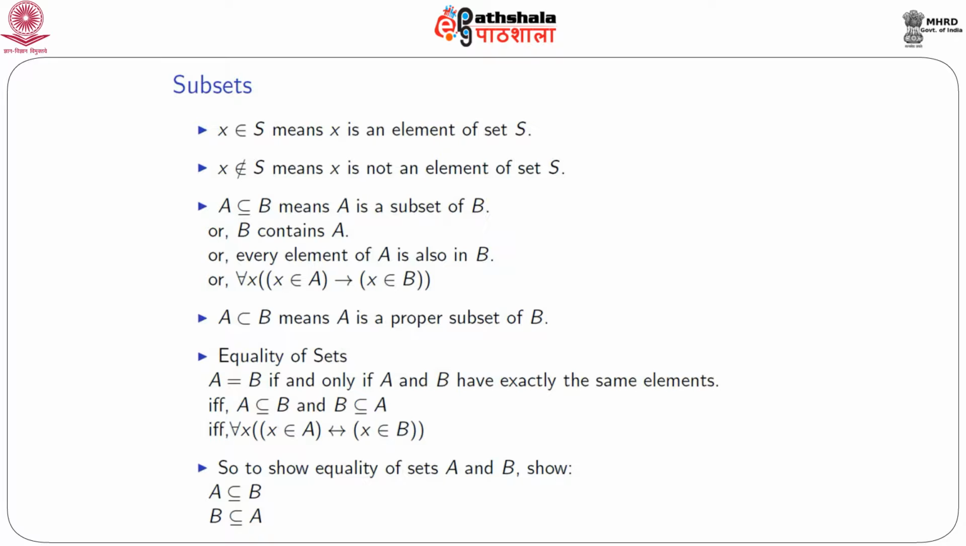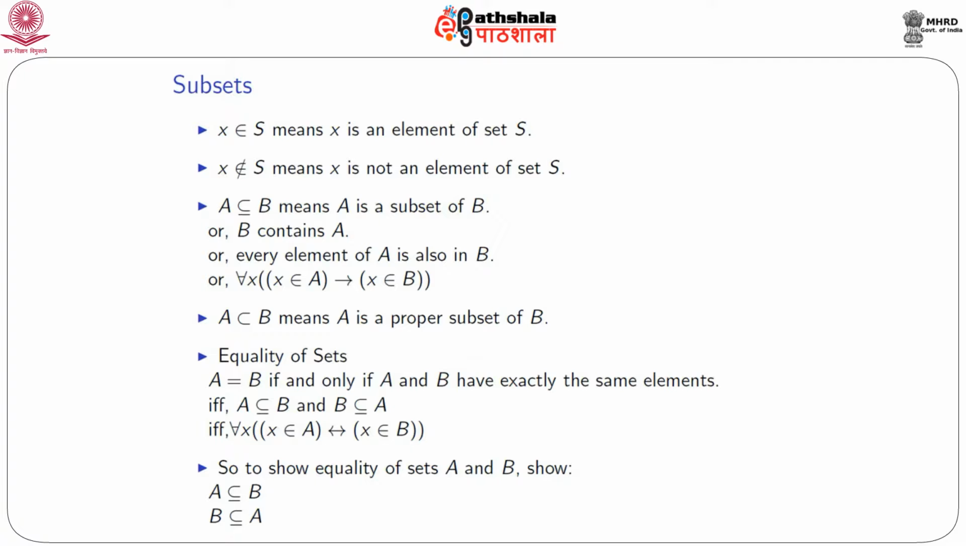So, whenever we have two sets, one is a subset or one is a proper subset, the next thing is when we should say that two sets are equal, that is the equality of sets. So, we say A is equal to B if and only if A and B have exactly the same elements, then only can we say A and B are equal.